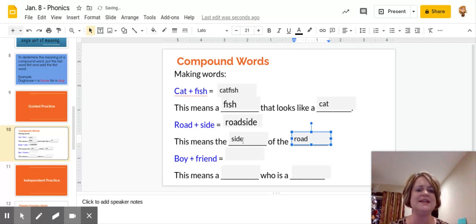So it means it is the side of the road. So you have a road, and the roadside is this side over here beside the road. So it's the side of the road. Okay, that's what the meaning of it is.